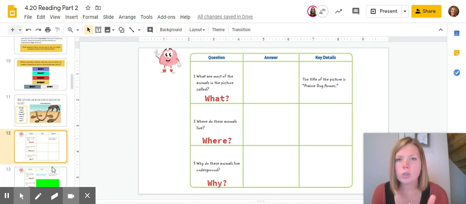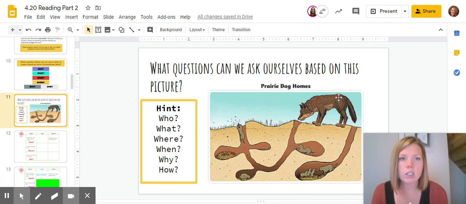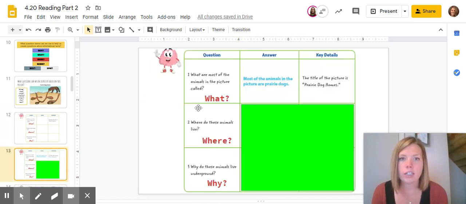Okay, so when we do this, we're going to start with our question and see if we can answer it based on the image, right? So my first question says, what are most of the animals in the picture called? Well, when I take a look at the picture, the animals in here aren't labeled. However, the title of the picture says Prairie Dog Homes. So I'm guessing that most of the animals in this picture are prairie dogs. So what I would do on my chart is answer the question and say most of the animals in the picture are prairie dogs.